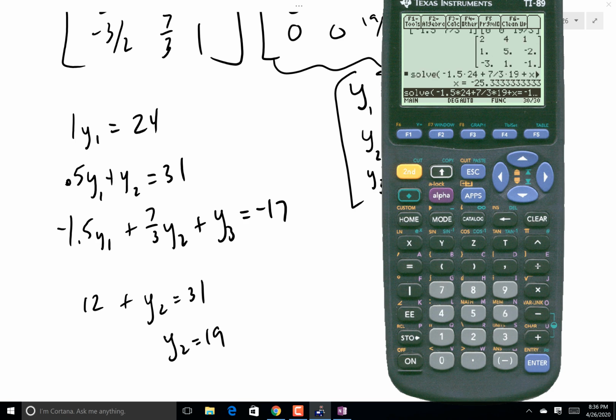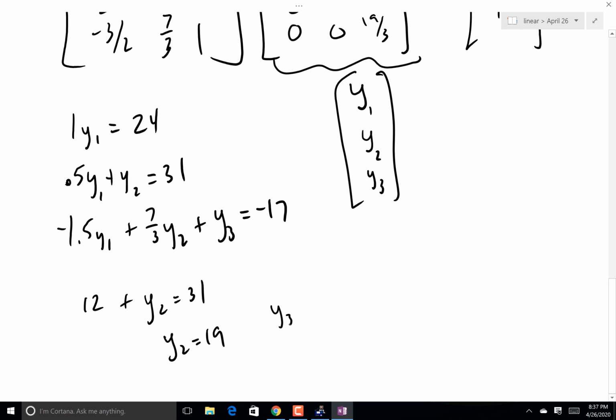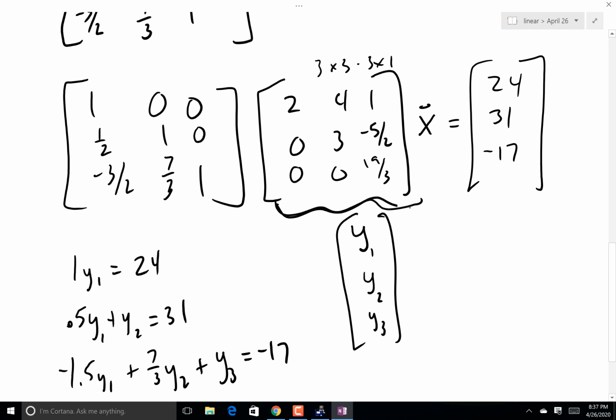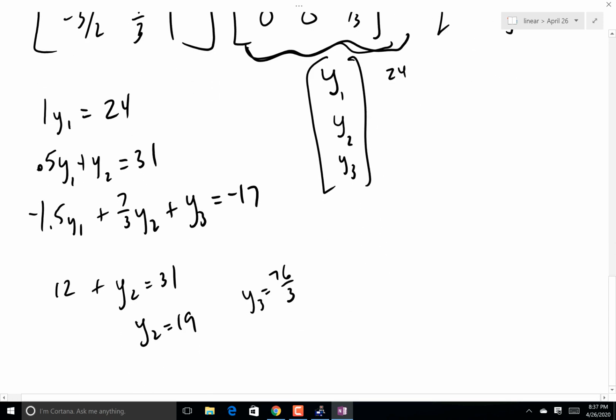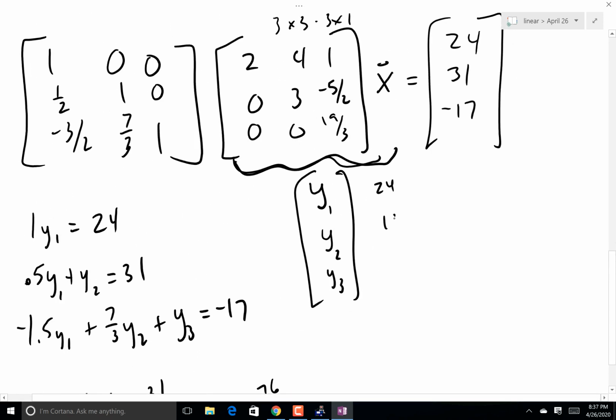And so if I did that right, negative 1.5 times 24 plus 7/3 times 19 plus something is negative 17. So negative 25 and a third, and 25 times 3 plus 1 is 76/3, right? So y3 is 76/3. So what we're saying is that this thing right here is equal to this vector: 24, 19, and 76/3. That's that in-between amount.